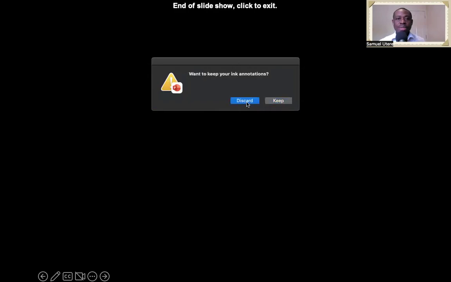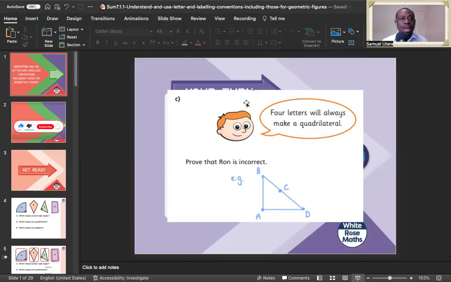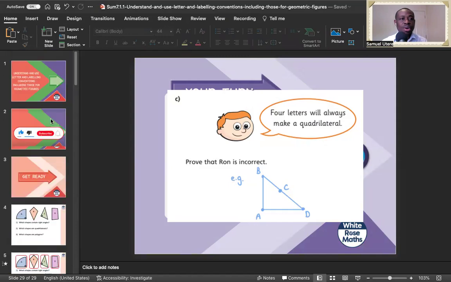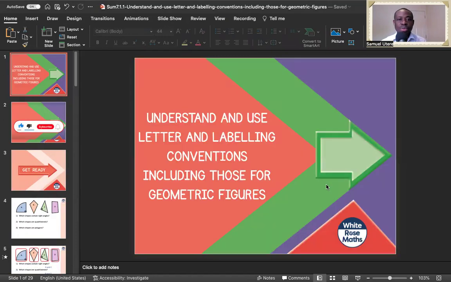And that brings us to the end of our lesson. So far you have learned how to use the correct conventions or rules to label geometric figures properly in maths. And that builds a really good foundation, helping you to understand just how geometry works in maths.